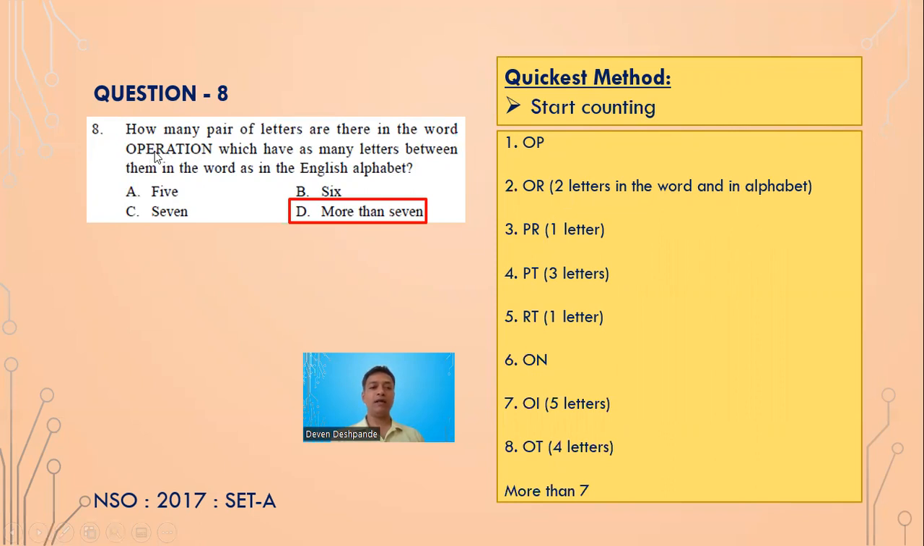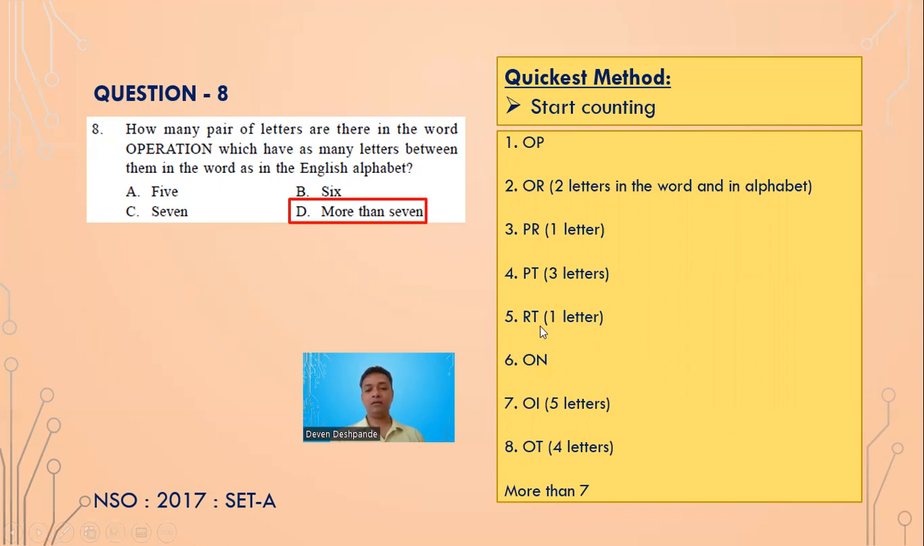Here there is P and R, there is letter E. And in the English alphabet, between P and R there is one letter, Q. P and T: MNOP, QRST, in the English alphabet there are three letters, Q, R, S. Here also three letters, E, R, and A. R and T: P, Q, R, S, T. In the English alphabet there is one letter, S, between R and T. And here also R, A, T. So there is one letter A.